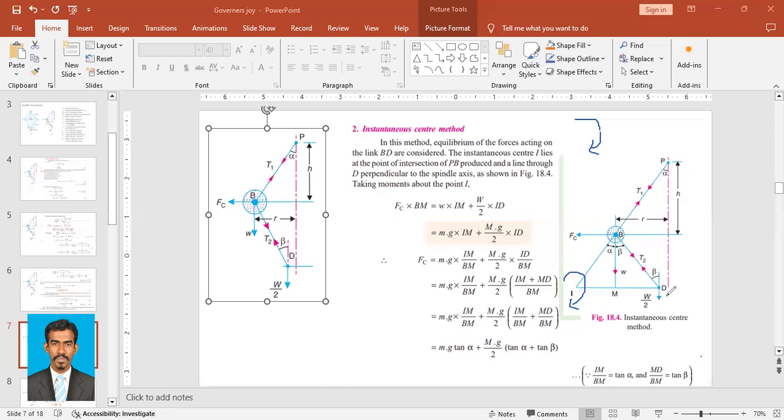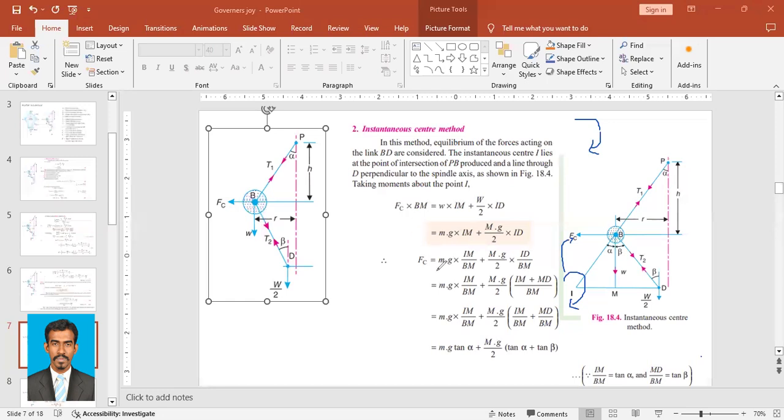So capital W by 2 is also acting in the clockwise direction. FC is acting anti-clockwise, and these two are acting clockwise. So capital W by 2 into the length ID. Now instead of W, we will replace it with M: small w becomes small mg into IM, plus capital W becomes capital Mg by 2 into ID, right?